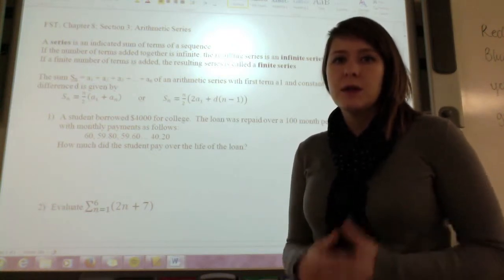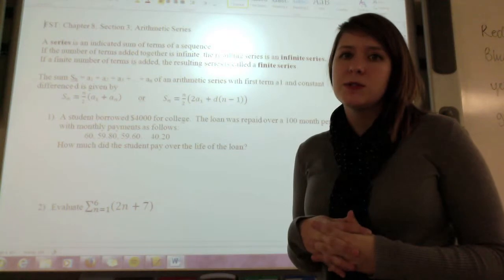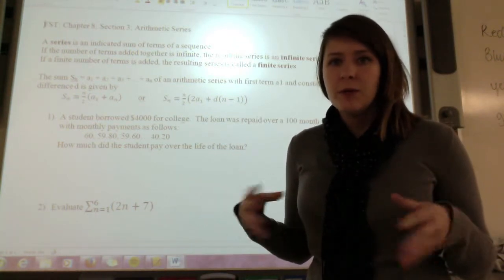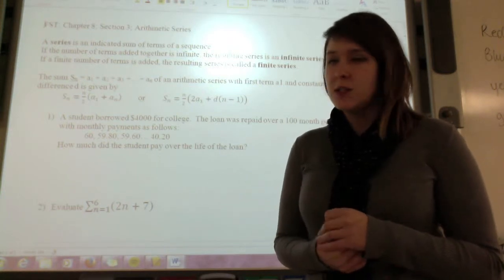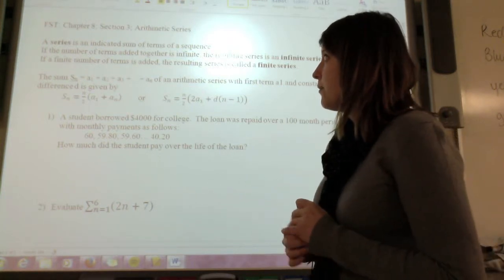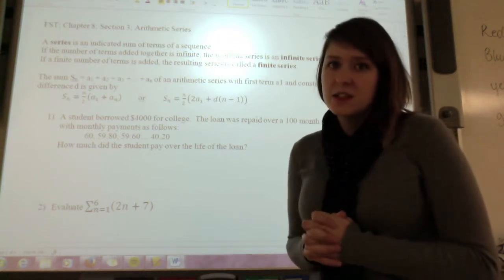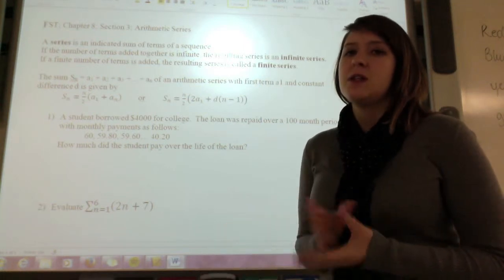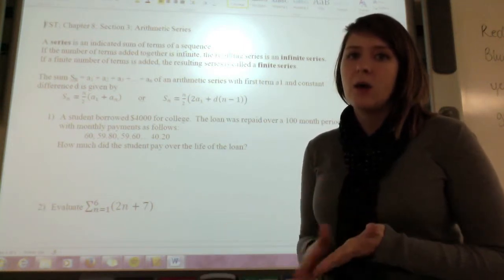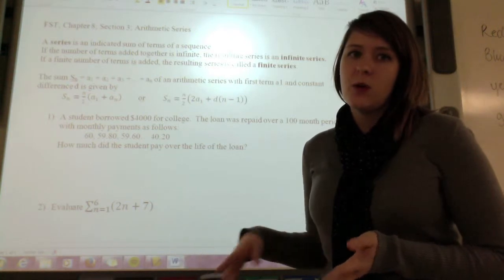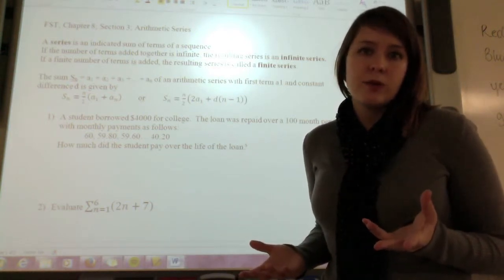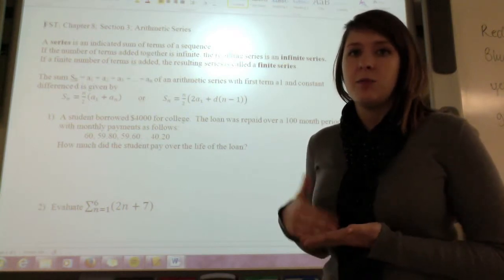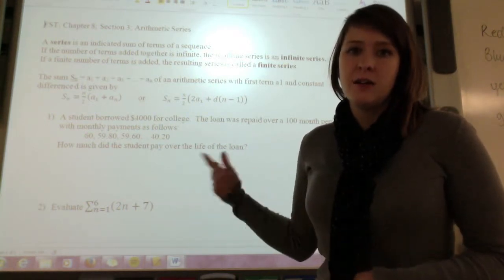So we've talked about sequences, and remember that in sequences our domain is 1, 2, 3, 4, 5, 6, 7, 8, whatever. They're just positive integers starting at 1. For a series, it's a little bit different. The only difference is that you're adding all of your terms together. So if I had a sequence of 1, 3, 5, 7, 9, in a series it would be 1 plus 3 plus 5 plus 7 plus 9, dot, dot, dot.